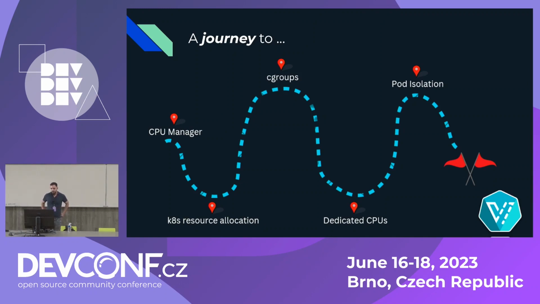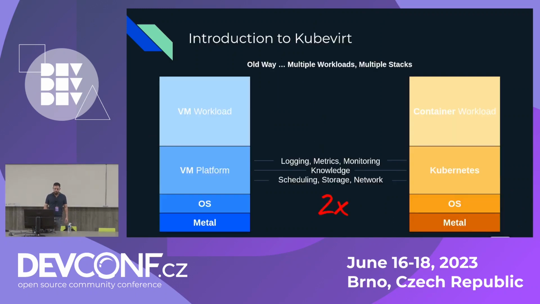And basically, this talk is going to be divided into two. The first part is introductions to many technologies, and cool facts about them. The second part is the actual problem that I'm trying to solve. So we're going to talk about CPU Manager, Kubernetes resource allocation, Cgroups, dedicated CPUs, pod isolation, and many other interesting stuff. So let's begin.